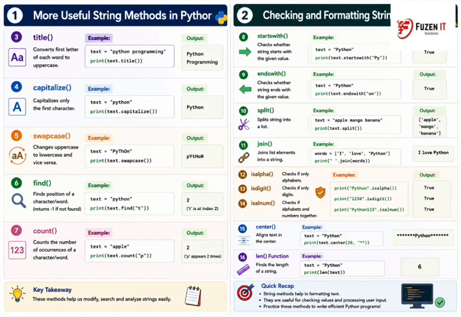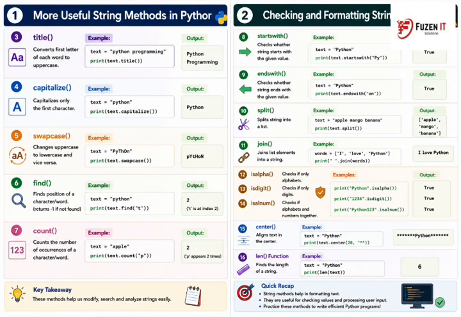Next, capitalize. It converts only the first letter of the entire string into uppercase. Text equals to "python", which is present in lowercase, and after capitalizing it, the P will become uppercase and the remaining letters will remain in lowercase.